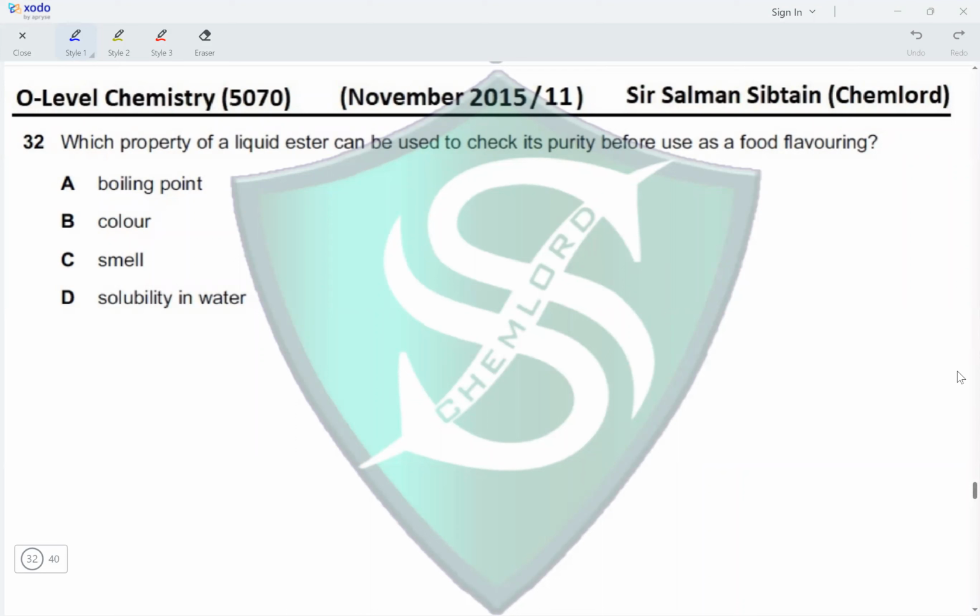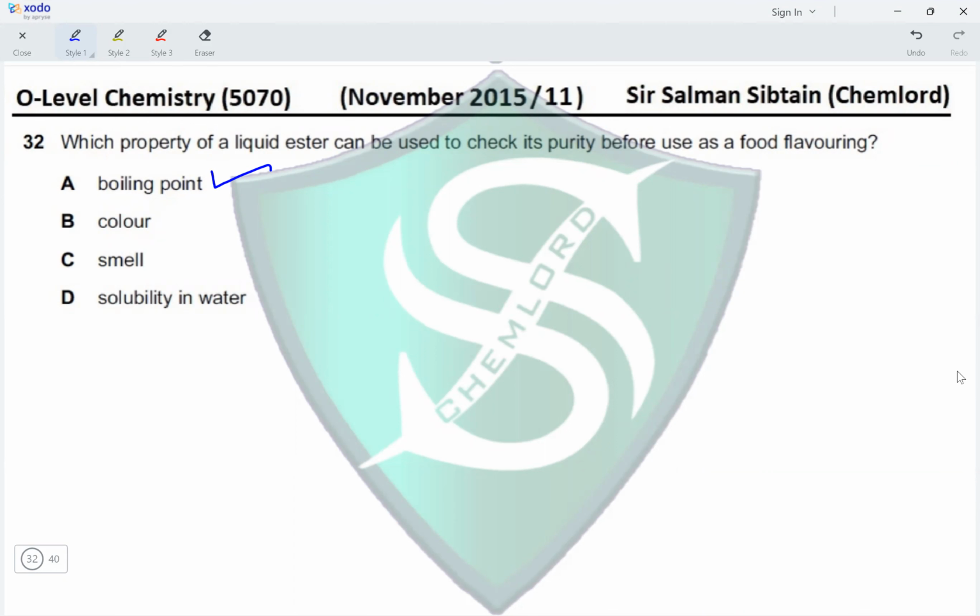Question 32. Which property of a liquid ester can be used to check its purity before use as a food flavoring? Boiling point. Yes, boiling point needs to be very much accurate if a substance is pure. For impure substances, the boiling points may be variable. So, a boiling point is a key marker to detect the purity of a substance.